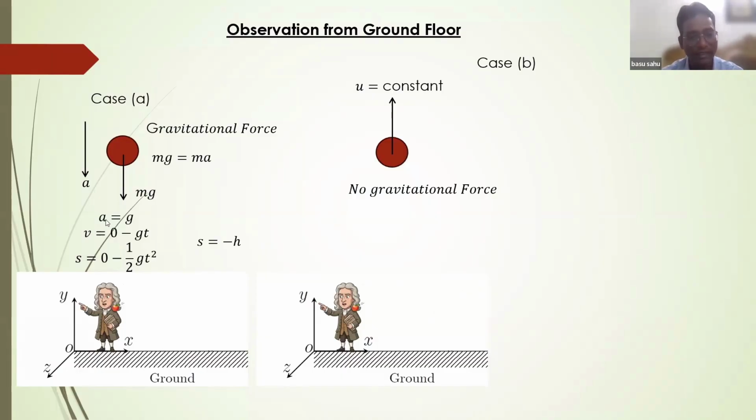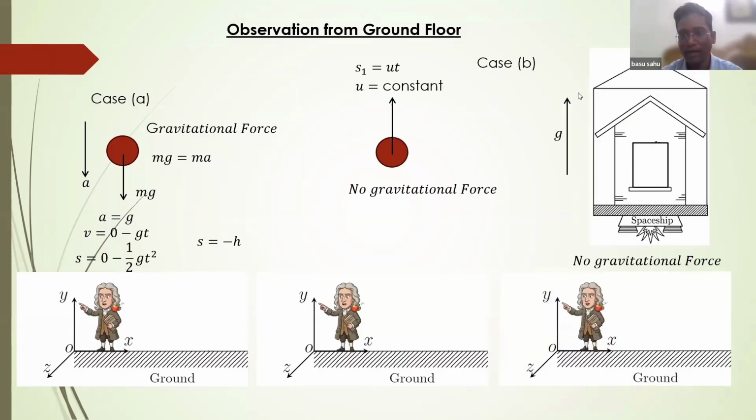Force is not present. If force is not present, a is equal to 0. If I want to attribute like a, then acceleration will be 0. When acceleration is 0, means u will be constant. Whatever initial velocity, it will be throughout the motion. That's why here u is the constant in upward direction. And S1, after t time, the displacement of this ball will be upward, and that will be denoted by u into t. What about space shuttle?